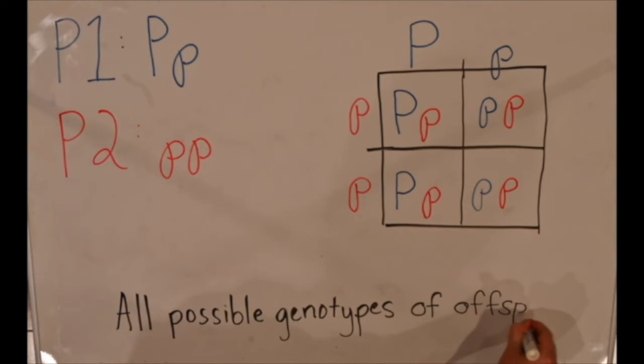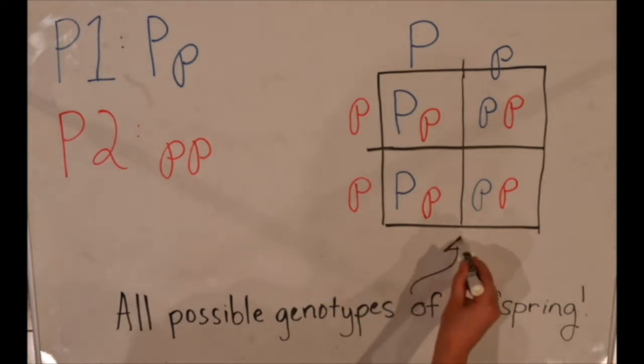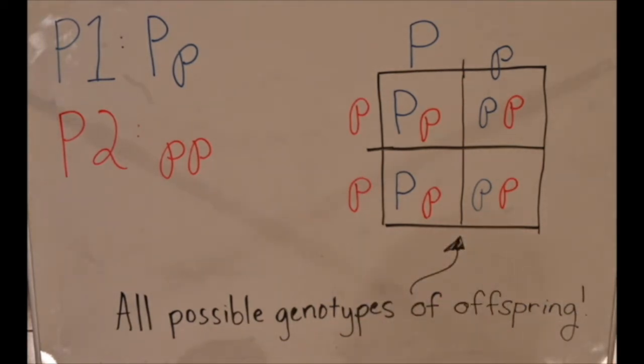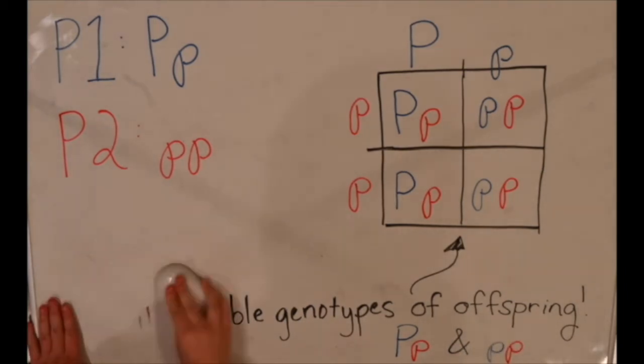So, all of these genotypes I've written in the Punnett square are every possible genotype of any offspring of these two parents. Just to clarify, we've got 2 instances of the heterozygous genotype and 2 instances of the homozygous recessive genotype.